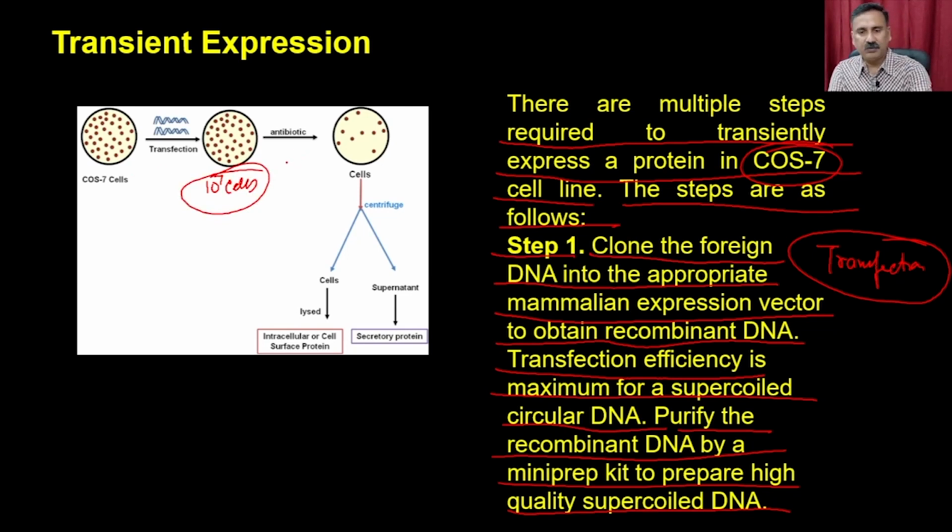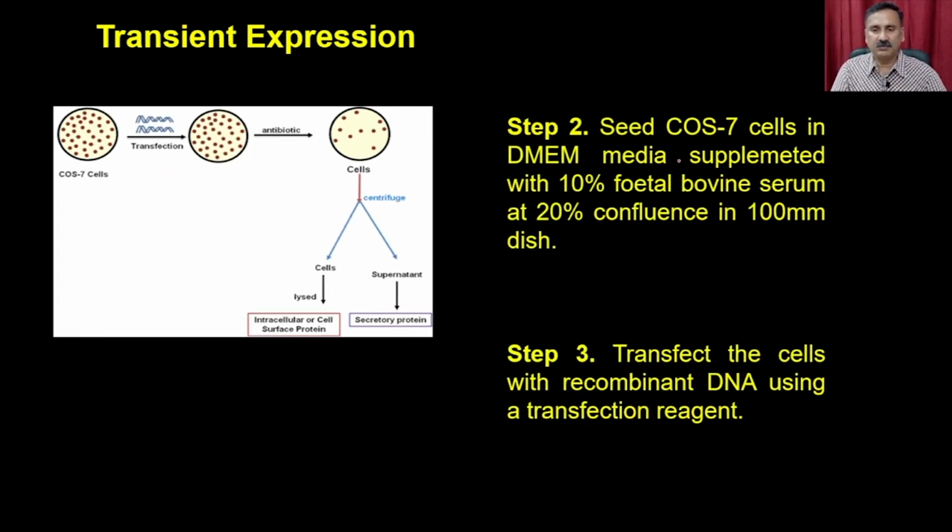And in step 2, you are going to do the screening. You transfect the cells, and then you screen the cells with the help of the appropriate antibiotics. When you do so, most of the cells will die except the transfected cells, right? For example, if you use puromycin or other antibiotics which kill the non-transfected cells, then you can select the transfected cells with the help of the antibiotics.